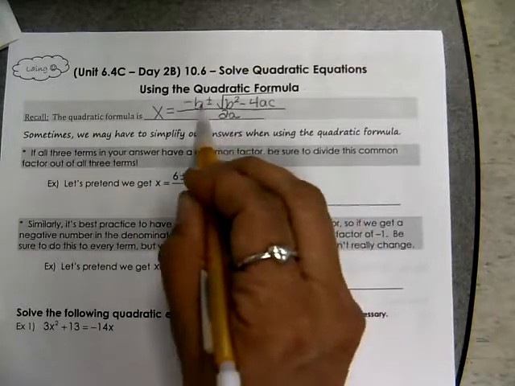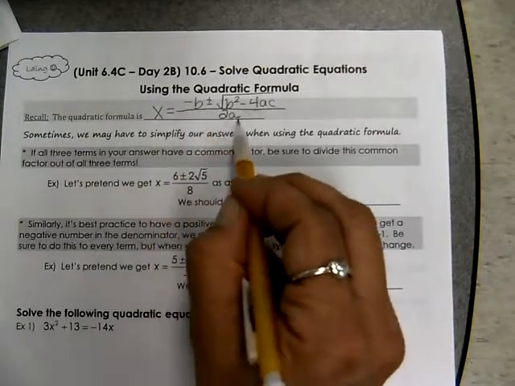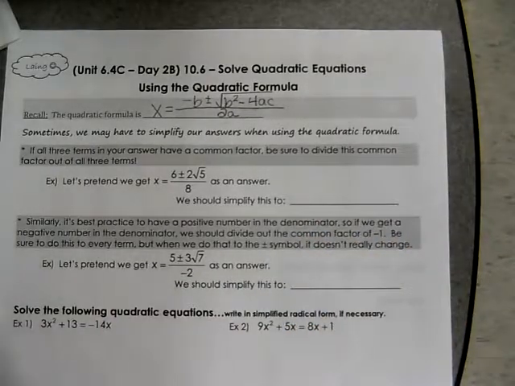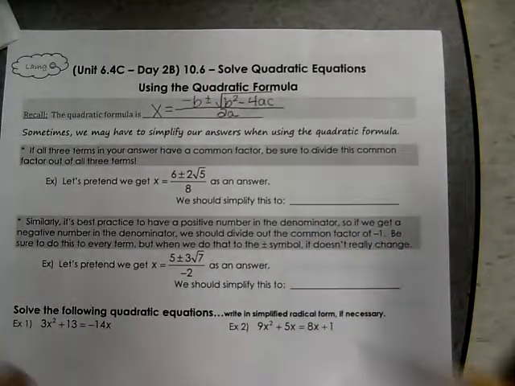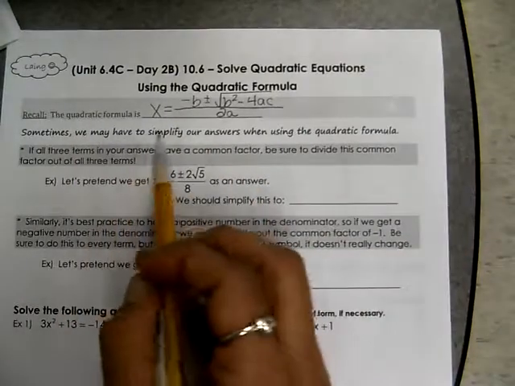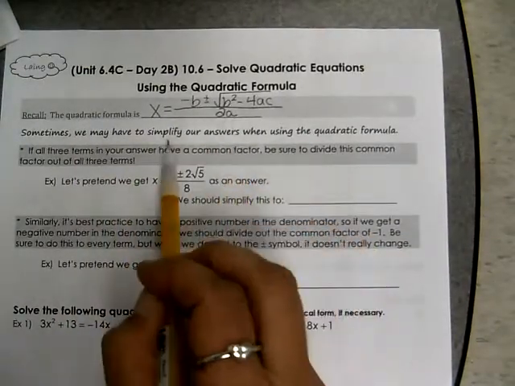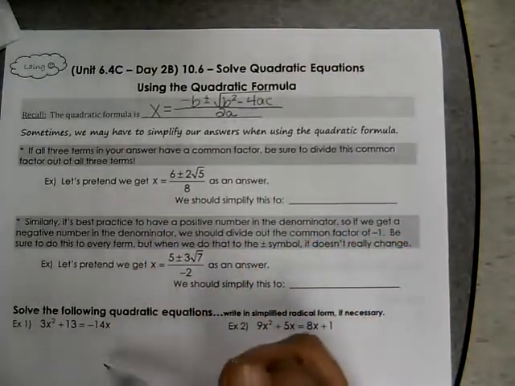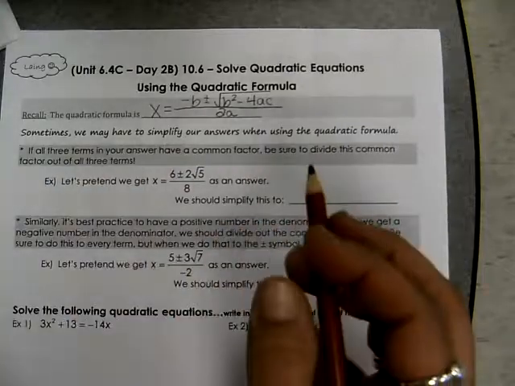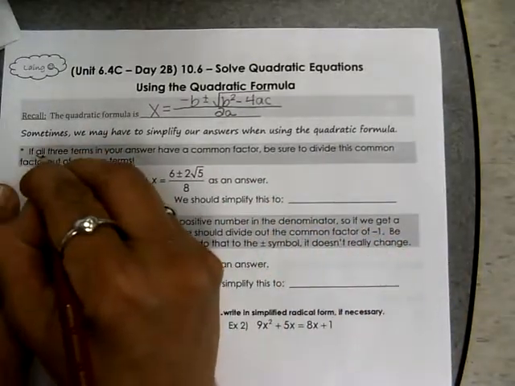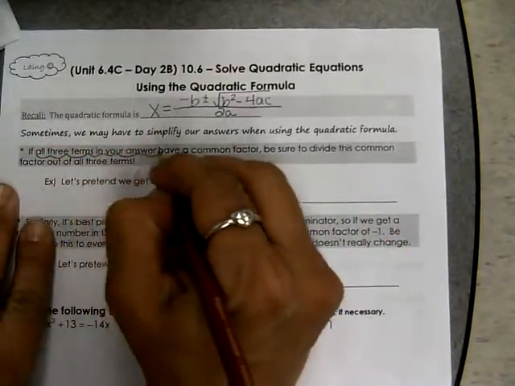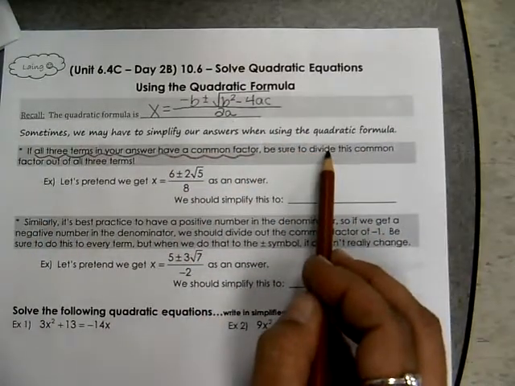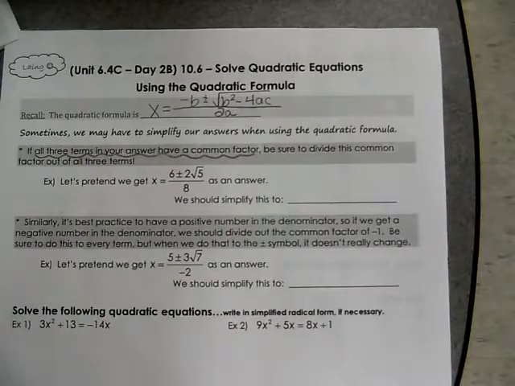and the negative b over 2a, how we find the x-coordinate of the vertex in standard form, and those all come together in this quadratic formula, okay? Now yesterday we talked about just using the quadratic formula, but sometimes we might have to simplify our answers even more when using the quadratic formula. So in these first couple cases, if all three terms in our answer have a common factor, we want to be sure to divide this common factor out of all three terms.